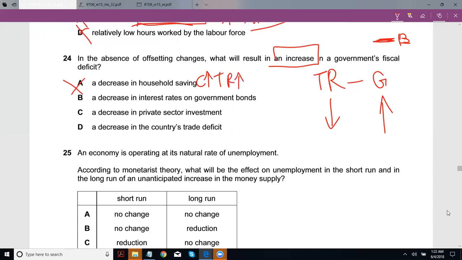So not that. A decrease in interest rates on government bonds. These are interest rates that are separate, that are on bonds. So don't confuse them with normal interest rates. So if those rates go down, people would save less, and I think the same idea applies. They wouldn't buy bonds. They would either keep their money in the bank.